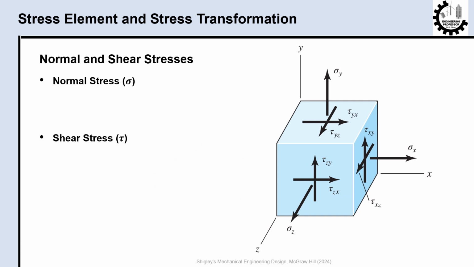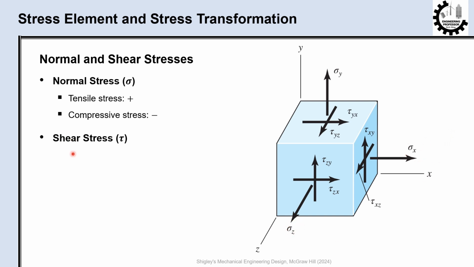There are 2 types of stress: normal stress and shear stress. Normal stress acts normal to a surface and tends to either pull out the surface, tensile, or push it in, compressive. Tensile stresses are positive, while compressive stresses are negative. All normal stresses shown in this figure are tensile.